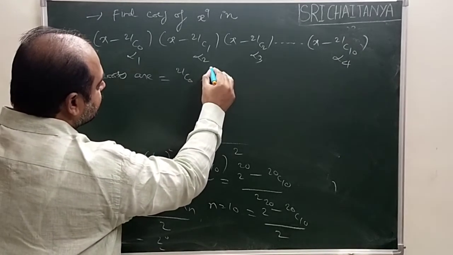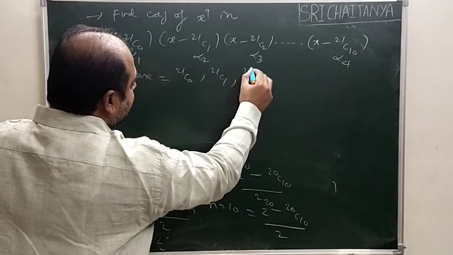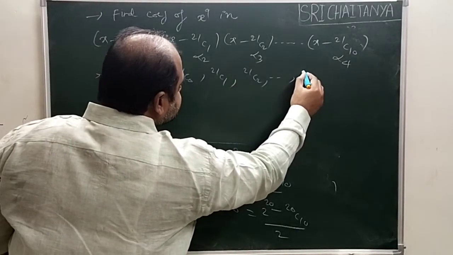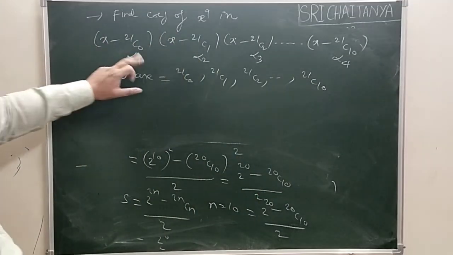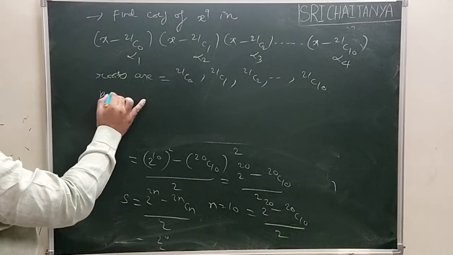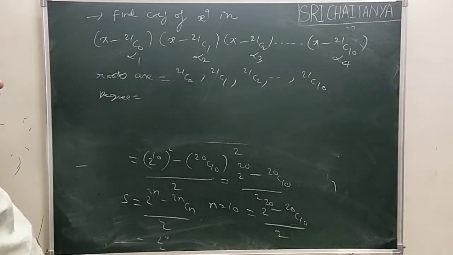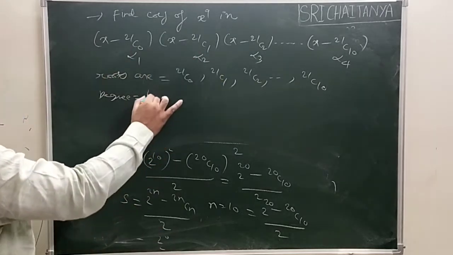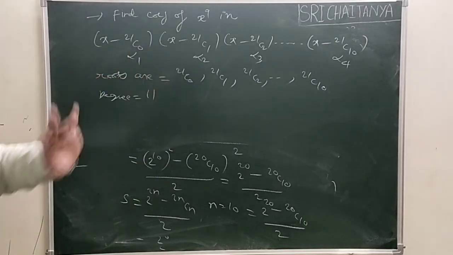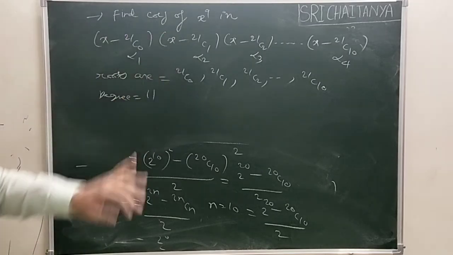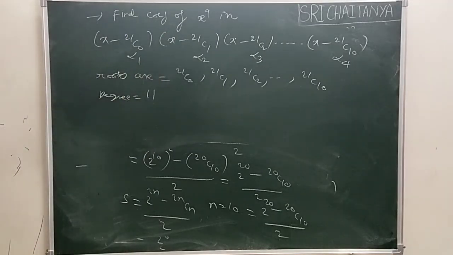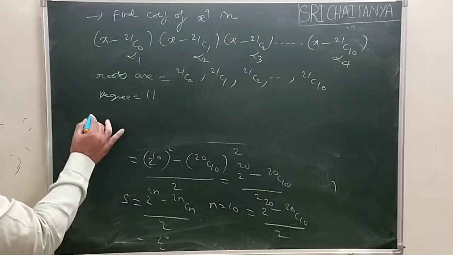21C0, 21C1, 21C2 and so on, 21C10. Now, the polynomial degree is what? 11 roots are there, so the degree is 11; the maximum power you will get is x power 11. He is asking x power 9, which means the second highest degree is x power 10, and then the third highest degree is x power 9.